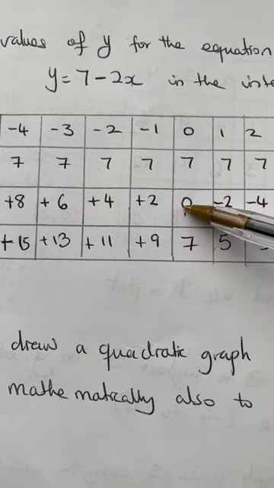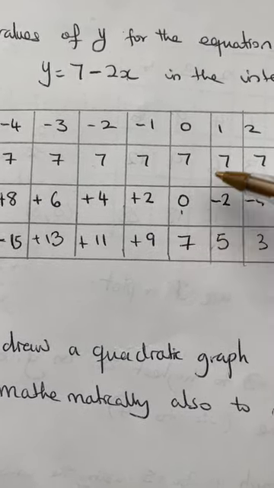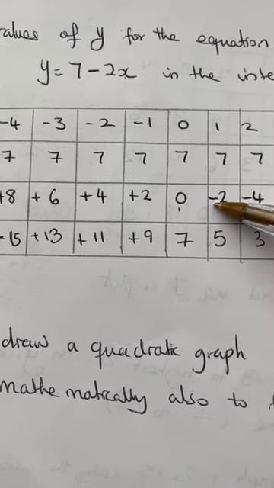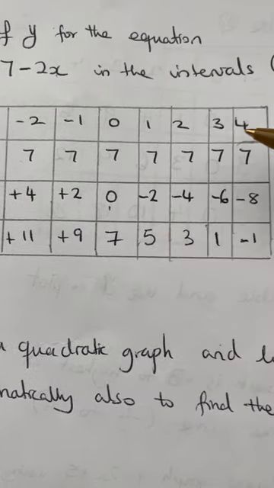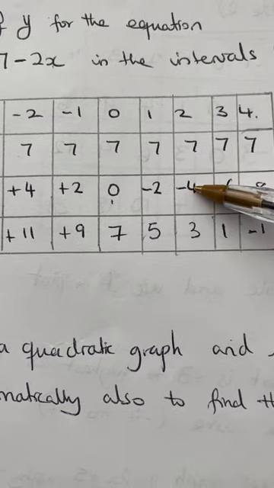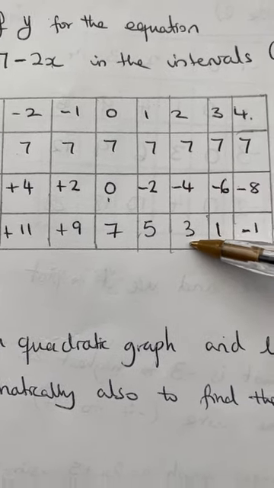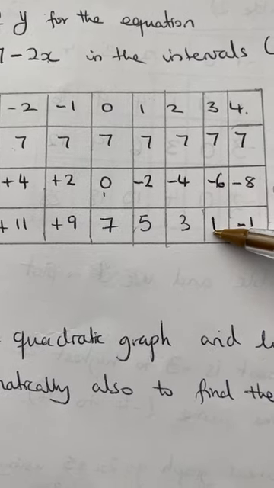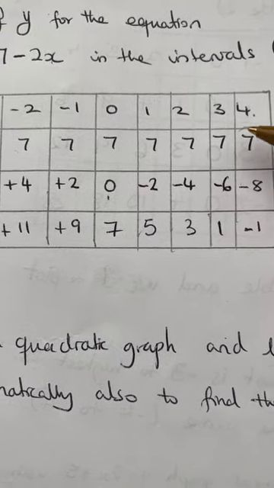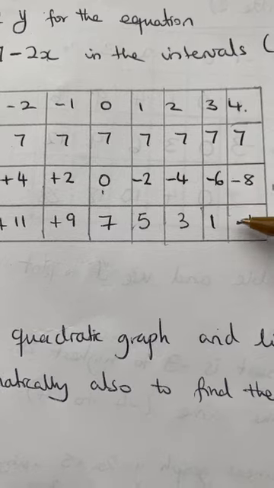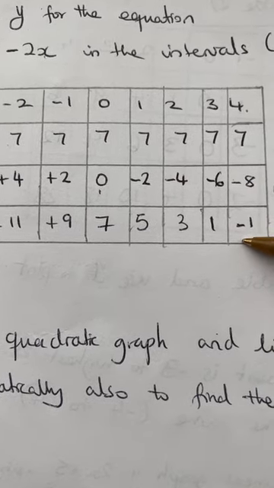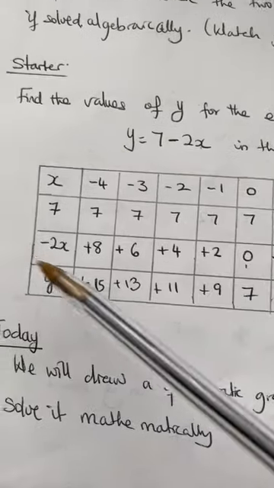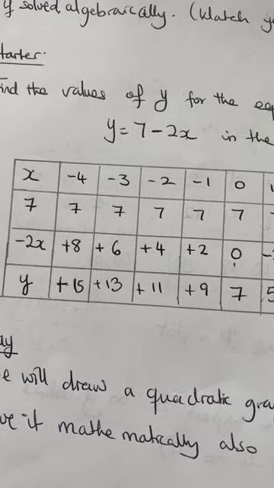7 plus 0 is 7. 7 minus 2 is 5. 7 minus 4 is 3. 7 minus 6 is 1. 7 minus 8 is minus 1. So basically, I've done this data.